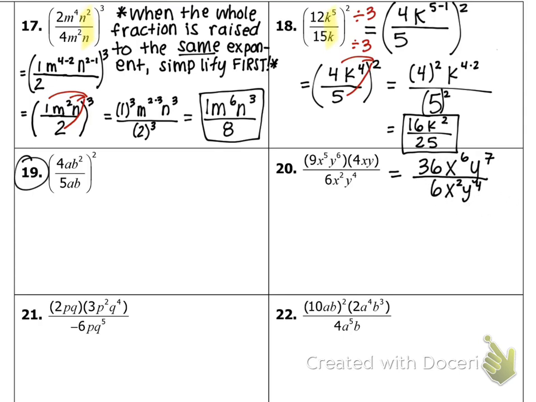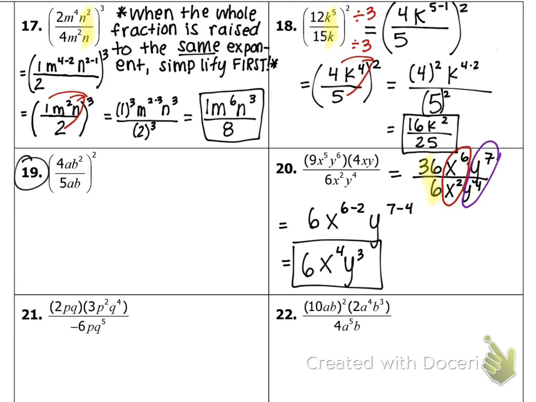36 divided by 6 there is 6. X to the 6th over x squared is 6 minus 2. Y to the 7th over y to the 4th is 7 minus 4. So it's 6 x to the 4th y cubed. And that's your answer.